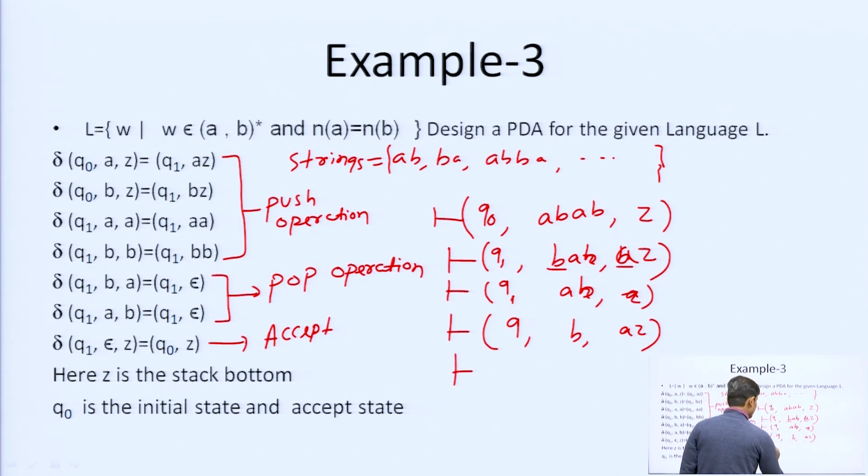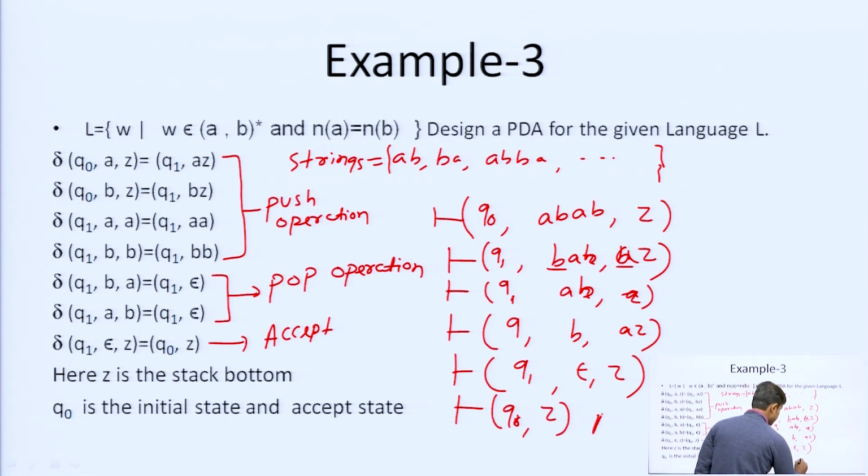Again Q1, B, A, input is A, stack top is B, again you have to pop, this is Q1 epsilon Z. Then Q1 epsilon Z, you have to go to Q0 Z, and this is the acceptance stage, accept. So this is also a deterministic context free language.